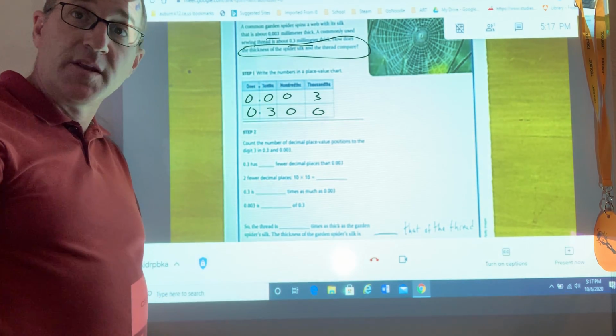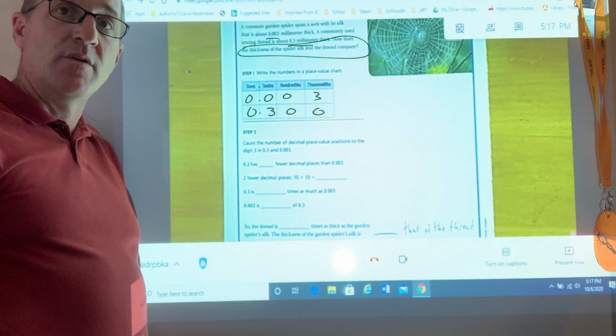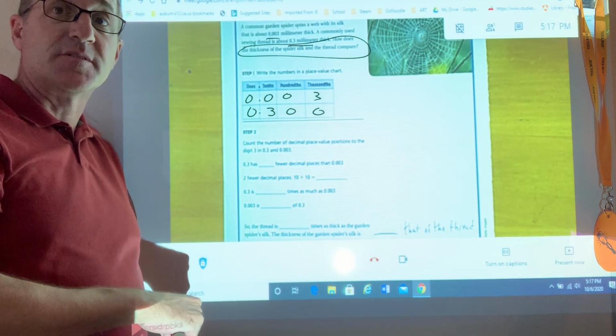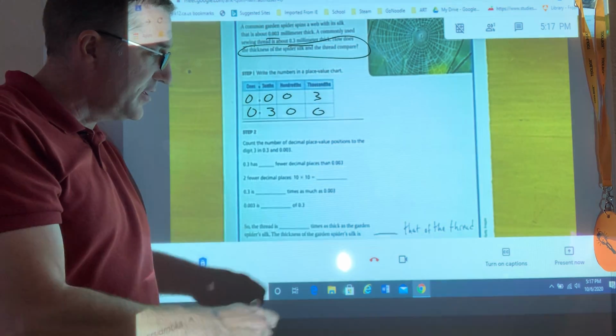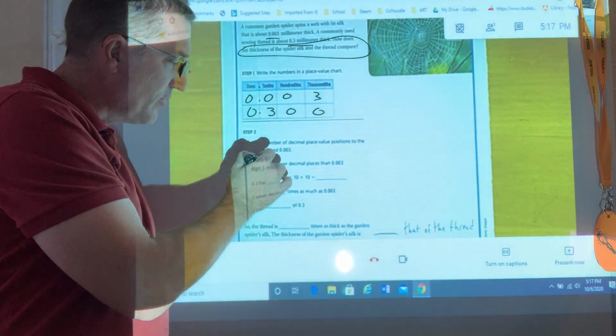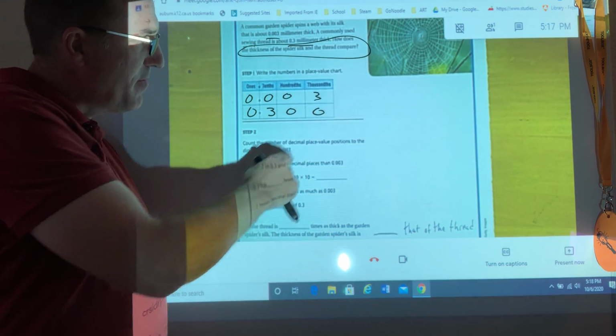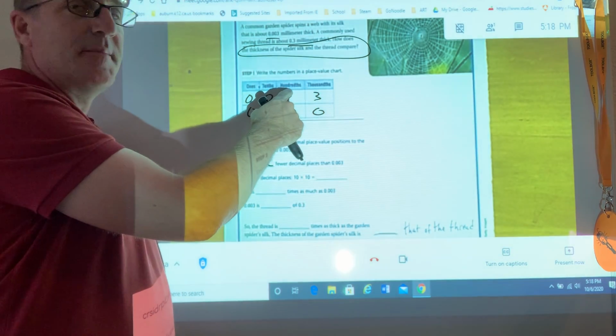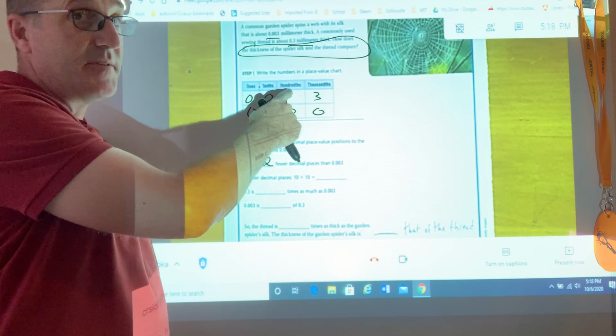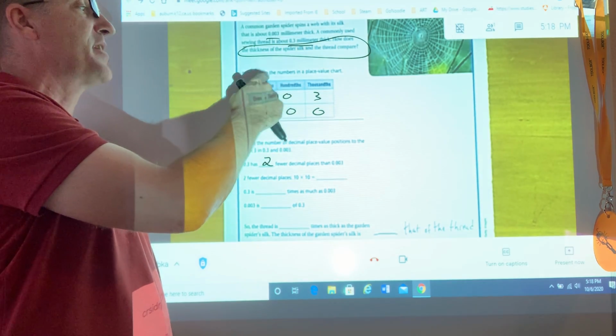What's the difference between 3 and 1? 3 minus 1, because the difference is the answer to a subtraction problem. 3 minus 1 is definitely 2. So I'm going to put that 2 right there. And remember, to go from here to here is times 10. It's a base 10 numbering system. We've been saying this over and over. To go from here to here is times 10.